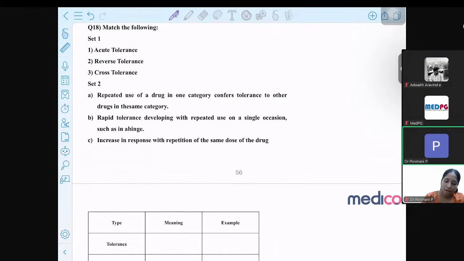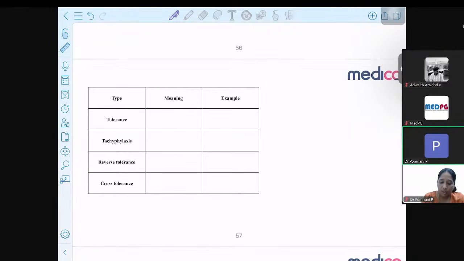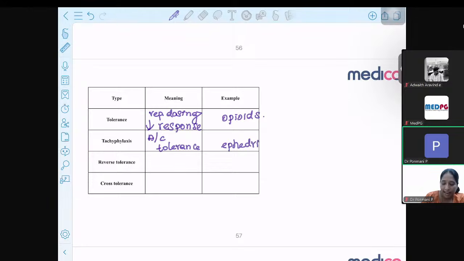Now, match the following. So they have asked about tolerance here. Before we go into the question, we'll see what tolerance is. Tolerance means that on repeated dosing of a drug, there will be a decrease in the response. This is called tolerance, and it is classically exhibited by opioids. What is tachyphylaxis? Tachyphylaxis is the acute development of tolerance, and the drug which exhibits this is ephedrine.